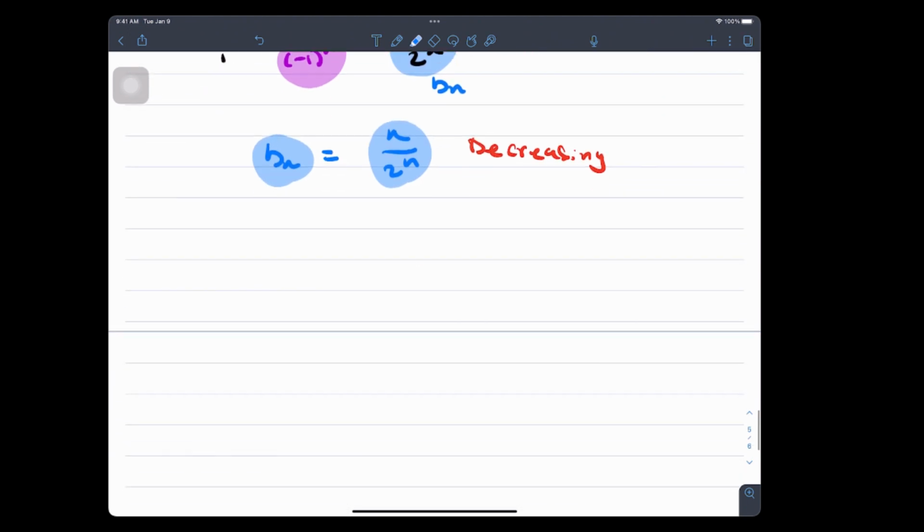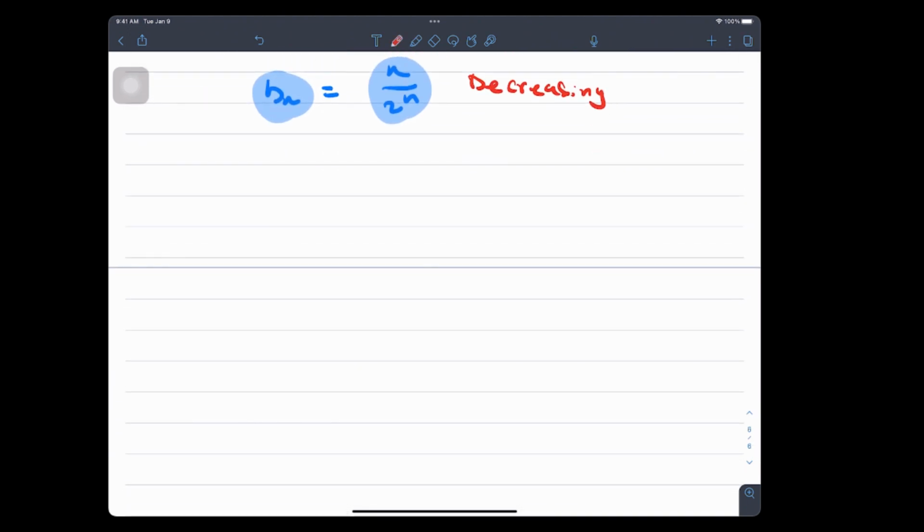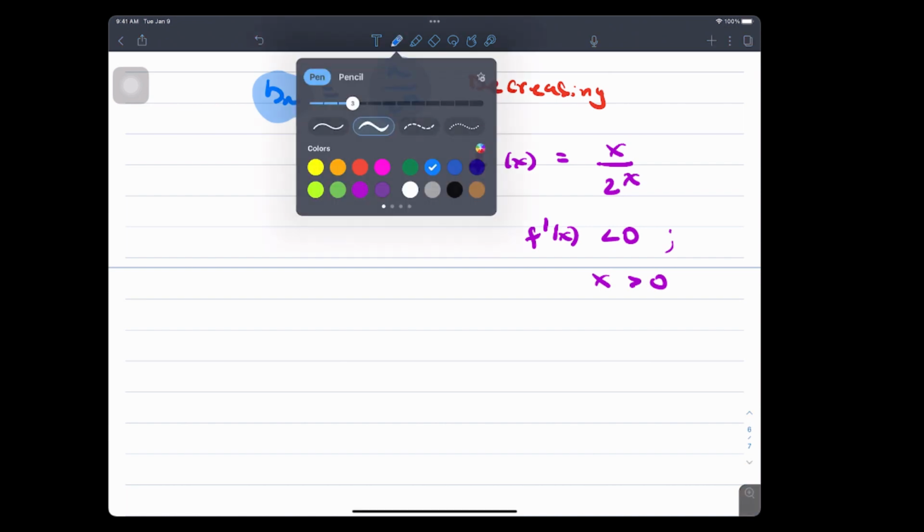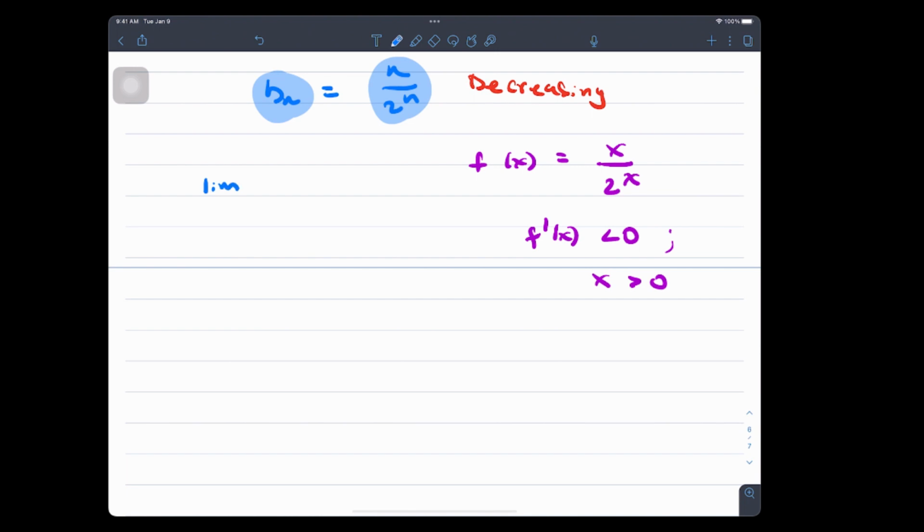Okay, how do you guys know that this thing is decreasing? Again, you could look at the function, f(x). Notice again, the denominator is increasing much faster than your numerator. That's going to be a decreasing function. So if that's my function, the derivative is going to be negative for those positive values of x. And then also similarly, you say, okay, I know it's decreasing. What is the limit?